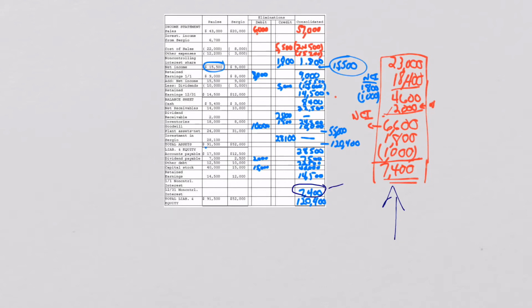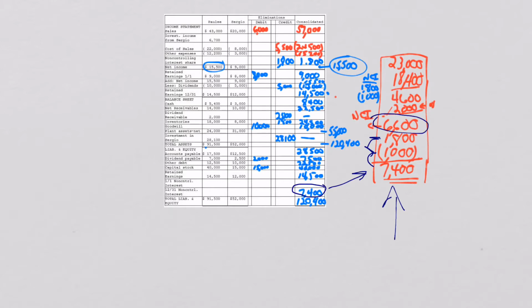And of course, this was the non-controlling interest at the end. One of the ways we did it is we worked backwards here. We were subtracting out the non-controlling interest share of income, adding back the dividends that got charged to get the non-controlling interest, and so forth. So we got back to the beginning non-controlling interest, which was $6,600.